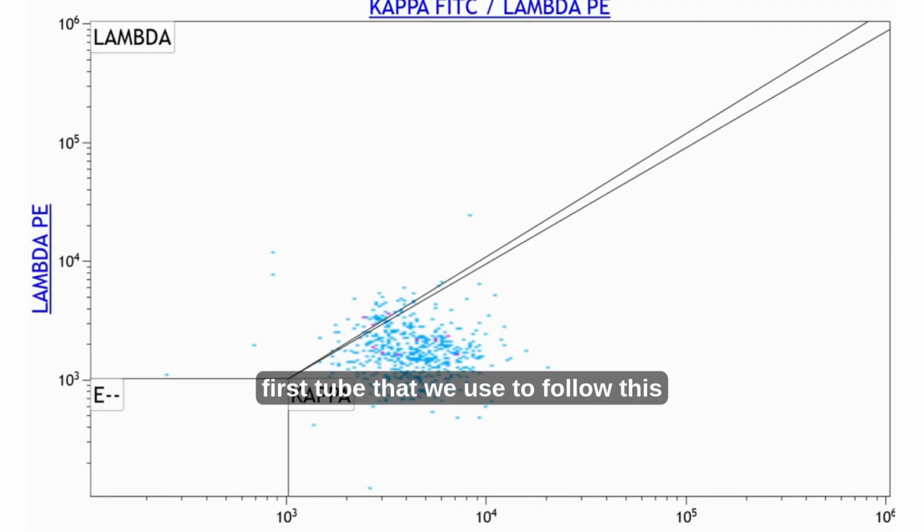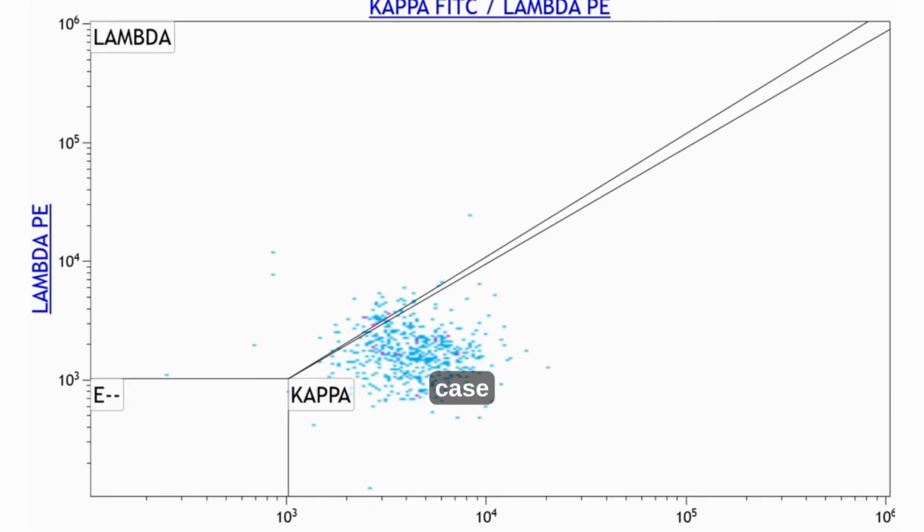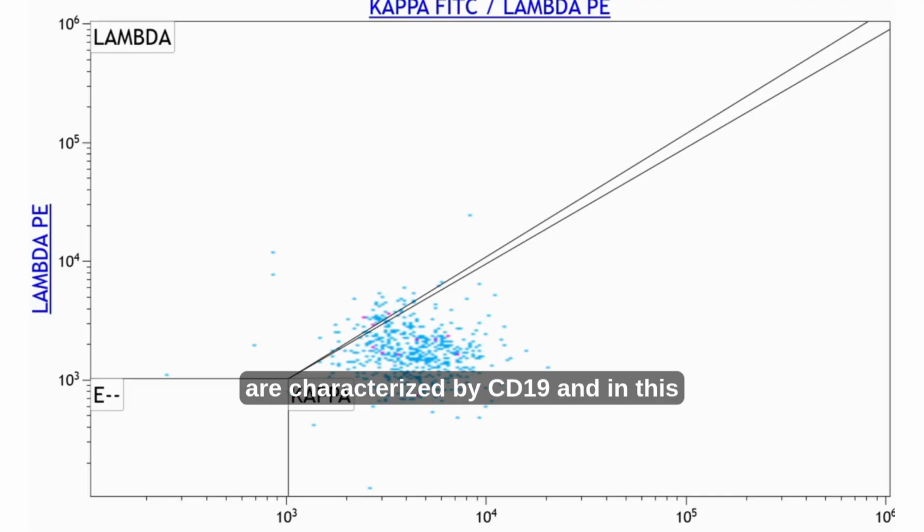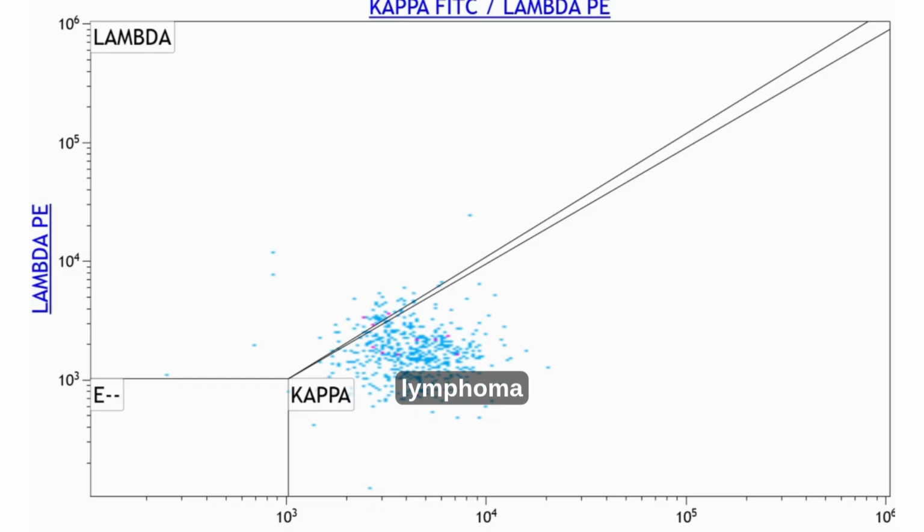The first tube that we use to follow this case includes separation between kappa and lambda. This is applied to the lymphocytic B cells that are characterized by CD19, and in this case, we can see clearly that in this population there's a certain population here that is kappa restricted, which is abnormal. And from the very beginning, we are seeing that this bone marrow is still involved by this lymphoma.